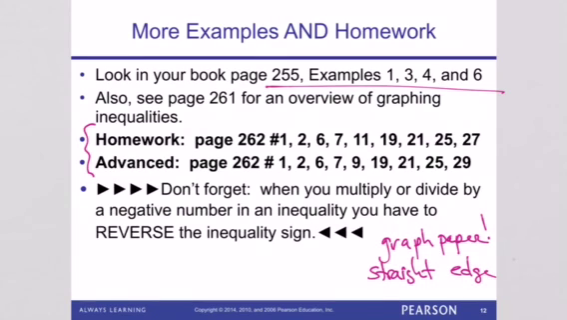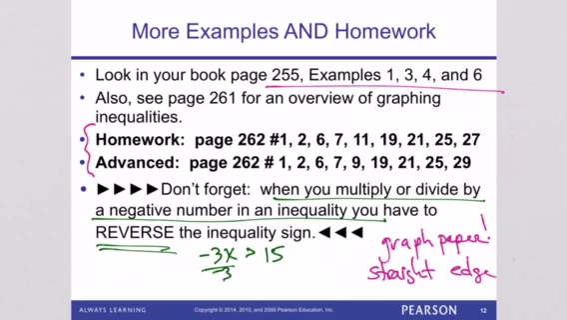Also, one other super important thing. Don't forget that when you multiply or divide by a negative number in an inequality, you have to reverse the inequality sign. So, for example, if we had something like negative 3x is greater than 15, and we want to divide both sides by negative 3, when we do that, we have to flip the inequality sign because we're dividing by a negative. So remember, if you're going to solve these for y, when you graph them, when you divide by a negative, you need to flip the inequality sign. Okay, that's it.